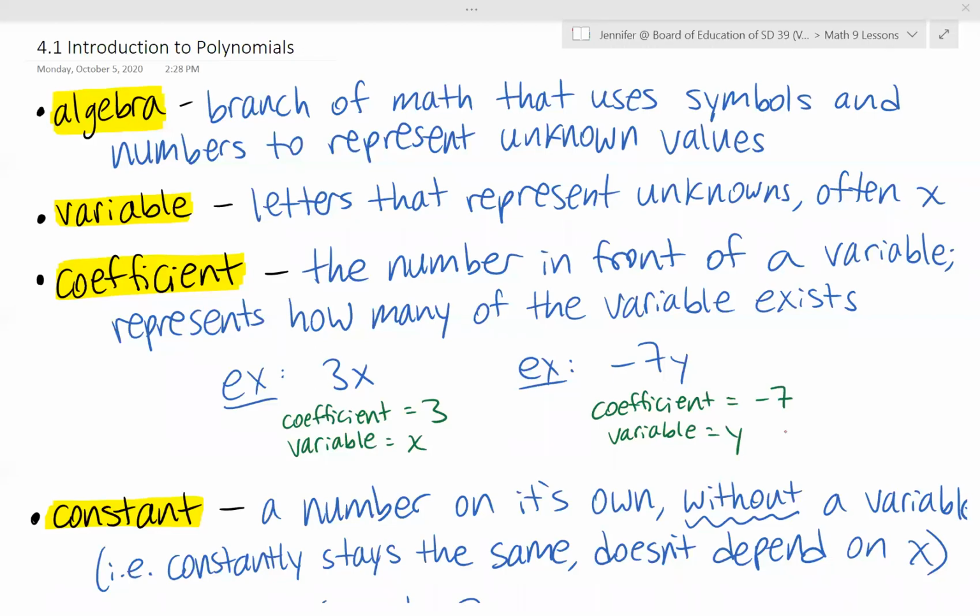This is lesson 4.1, Introduction to Polynomials. This is the first lesson of chapter 4, which is all about polynomials. And this lesson is essentially just definitions, then we'll do a couple examples at the end.